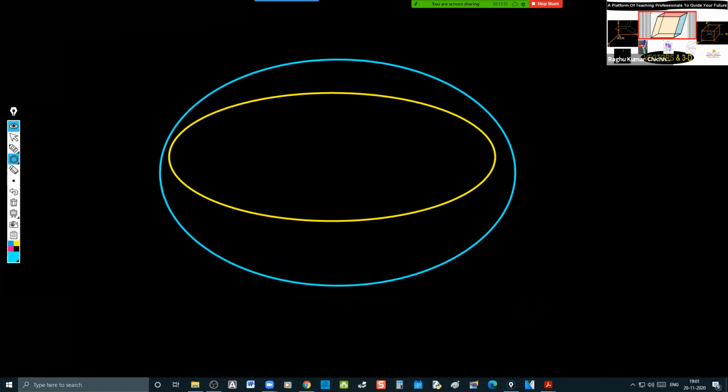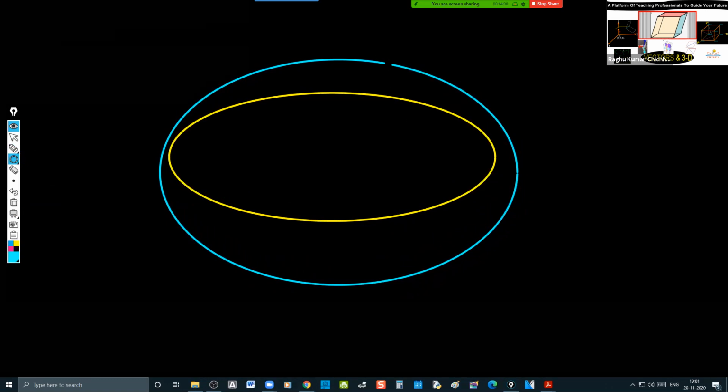How do we understand this? For example, the yellow one is the moon's orbit, and the blue one is Earth's orbit. Then the nearest points are lying here, you can see that. But how do we understand this nearest point? It seems to be intersecting with each other.